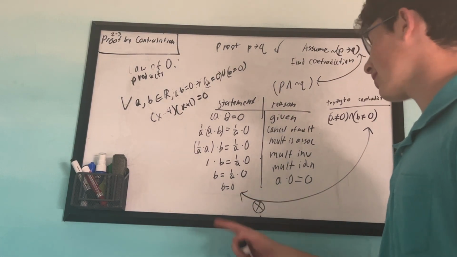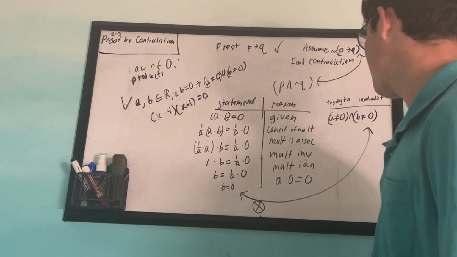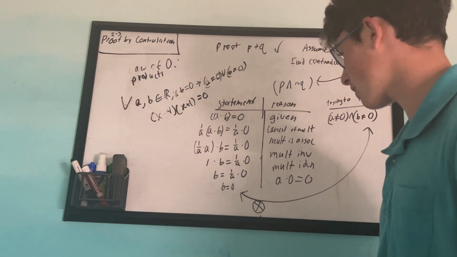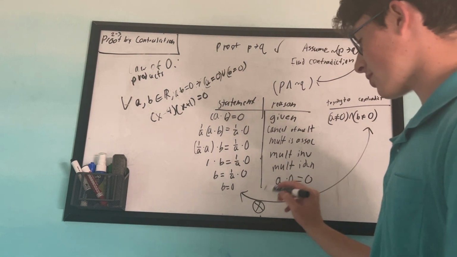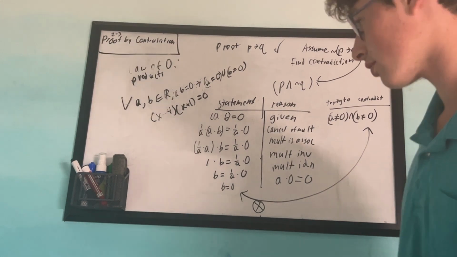B equals 0 contradicts B does not equal 0, which we assumed to be the conclusion earlier. But you don't have to write all that, you just put a circle and an X in it, and that's it for a proof by contradiction.